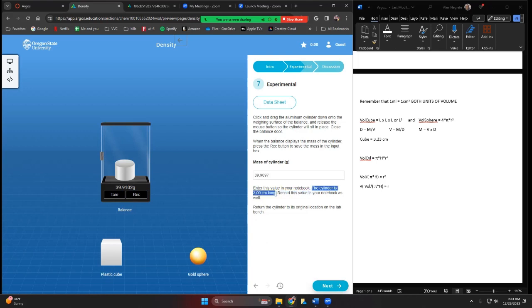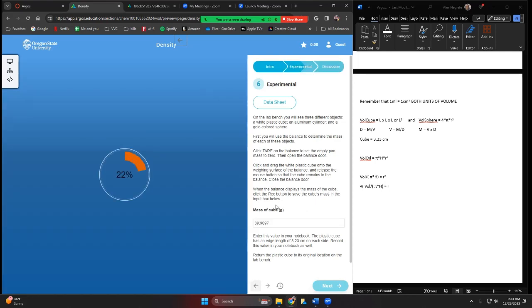The cylinder is 3 centimeters long. Why would we need that? Well, we're going to need that because that's the height of this, right? We're going to need it later when we calculate the volume of a cylinder, okay? It was on the previous page. I will go back to that.